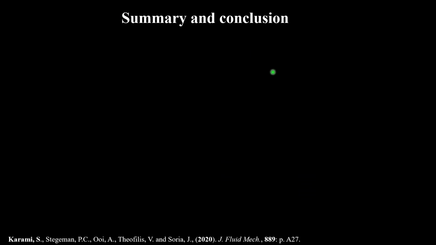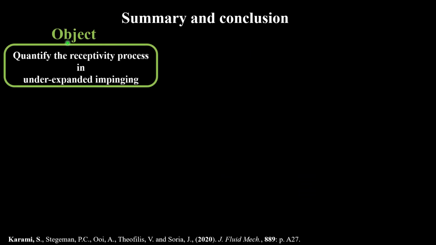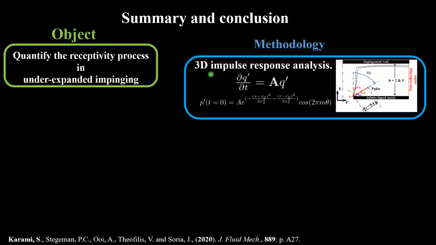This leads me to the summary and conclusion. The objective of this work was quantifying the receptivity process in underexpanded supersonic impinging jets. We utilized three-dimensional impulse response analysis by solving the linearized Navier-Stokes equations subject to an initial condition of a pressure pulse. The pressure pulse excited a wide range of frequencies. Azimuthal mode number, location of the pulse as an angular position from the jet axis, and nozzle-to-wall distance are the three parameters we considered in this study.